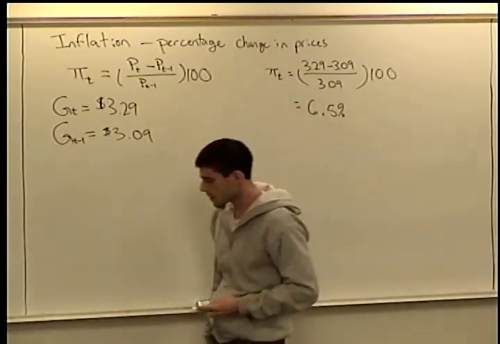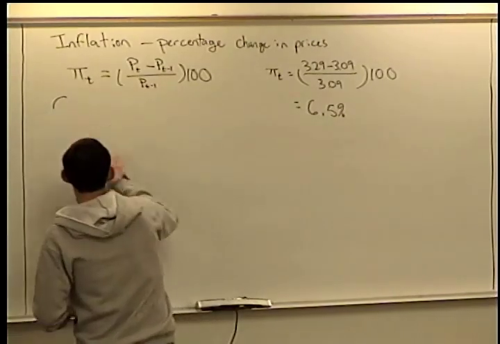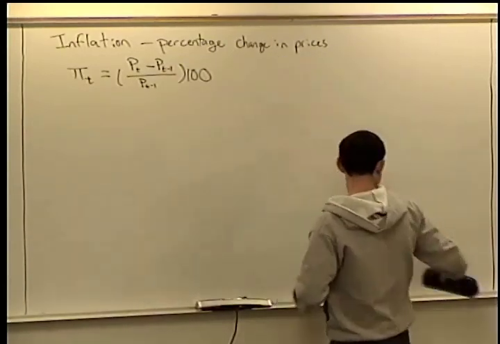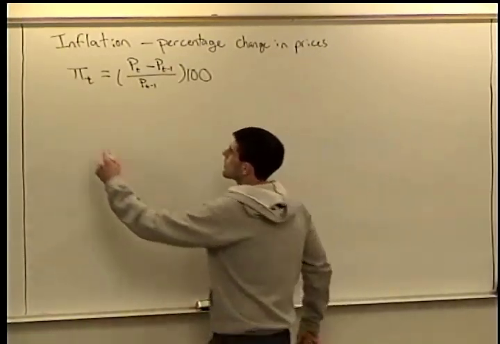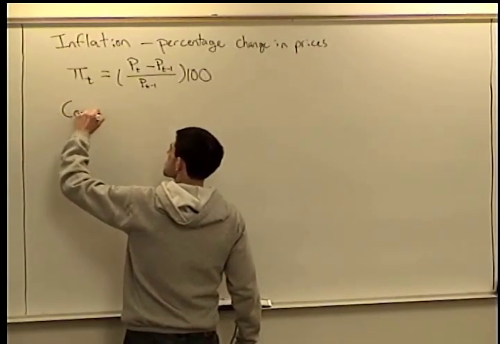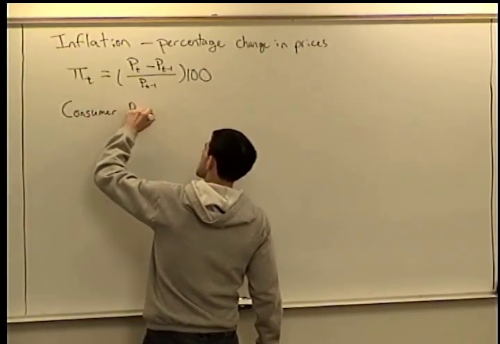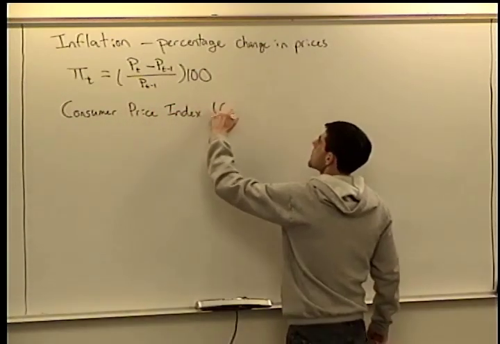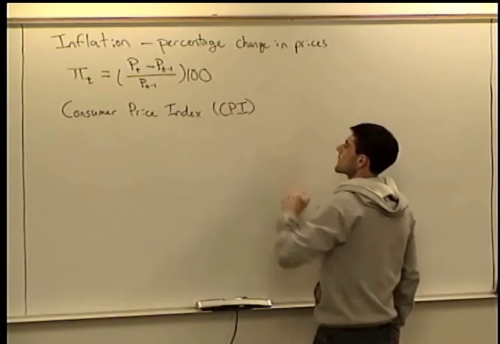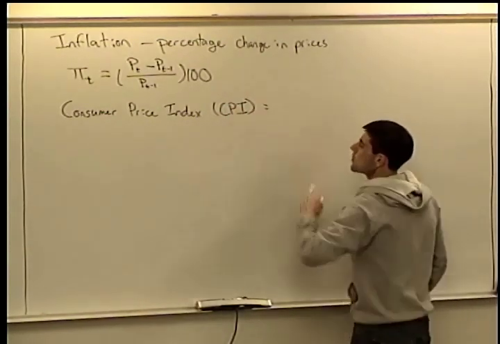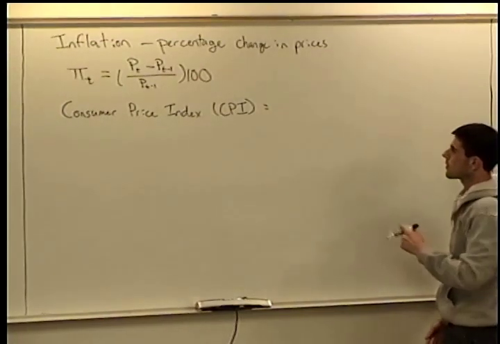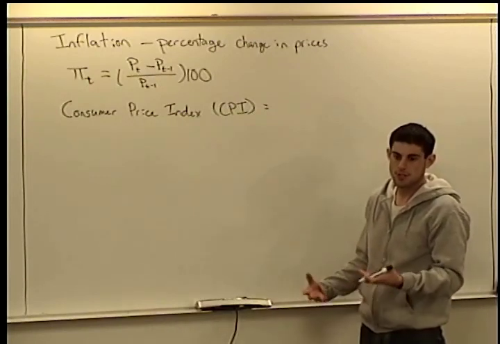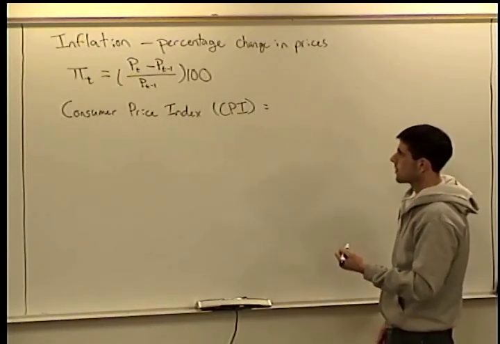Okay, and to calculate that, we use what is called the Consumer Price Index. So the Consumer Price Index, or we abbreviate it CPI, is equal to, it's basically measuring a market basket of goods that consumers purchase in a year, and it's looking at that price level.